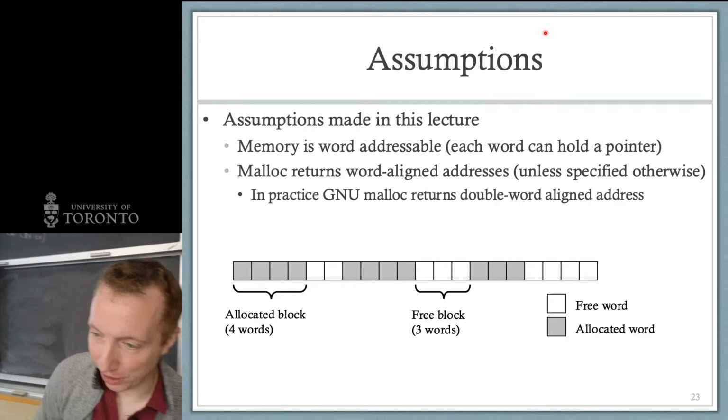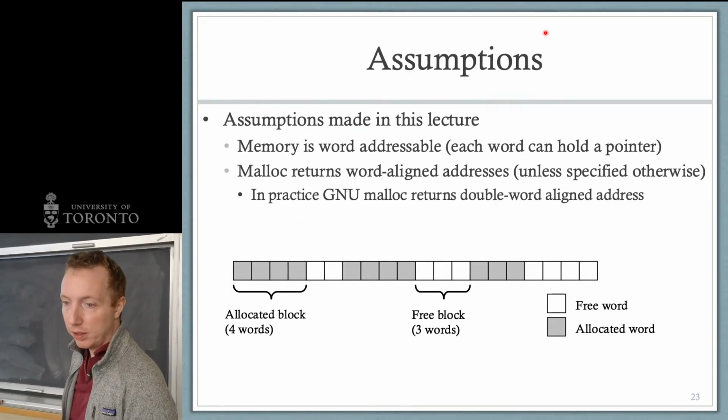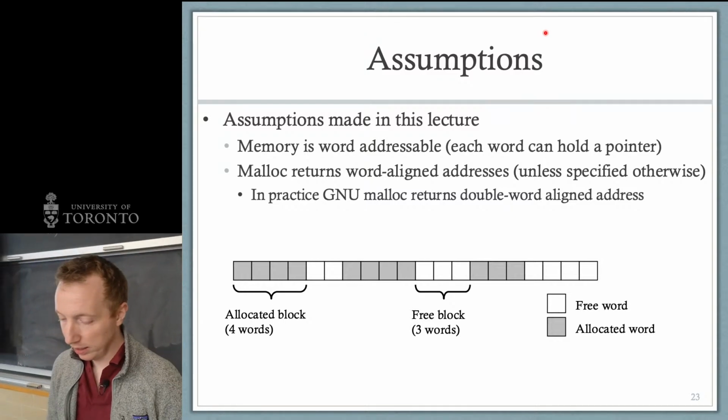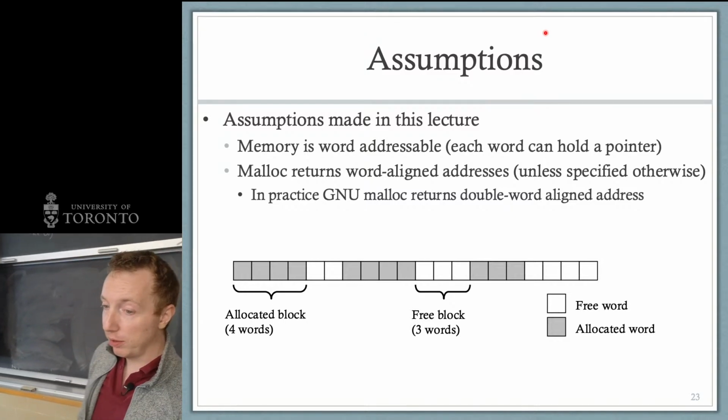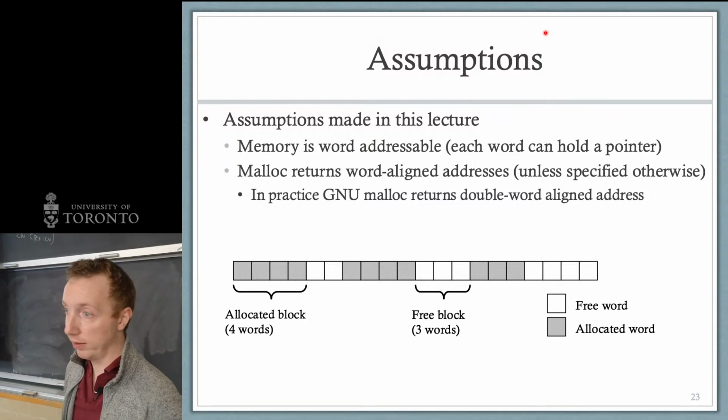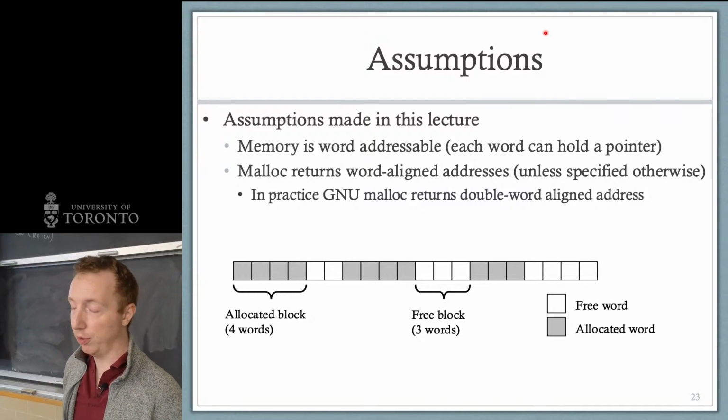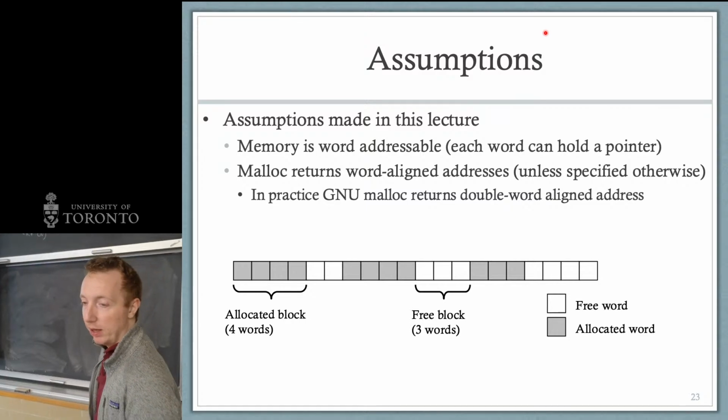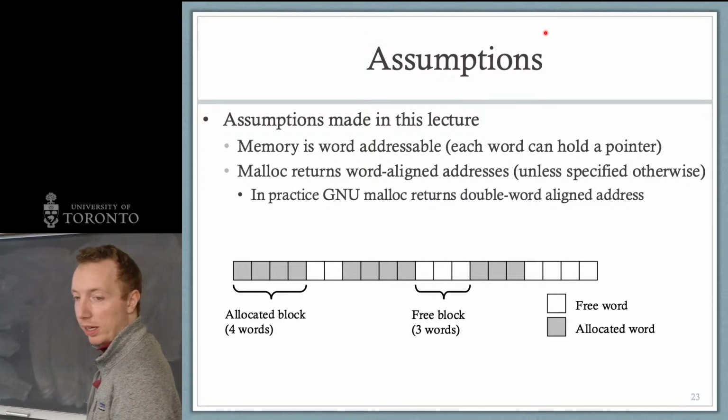All right. So, some assumptions we will make. Memory is word addressable, so each word can hold exactly a pointer, so we'll just assume 8 bytes. And then malloc returns at least word aligned addresses.